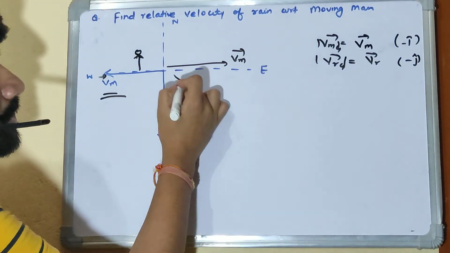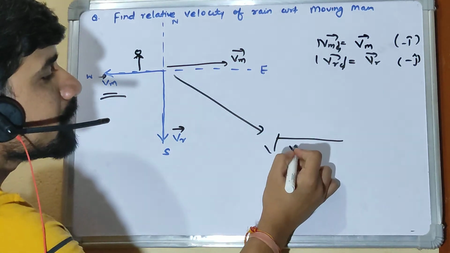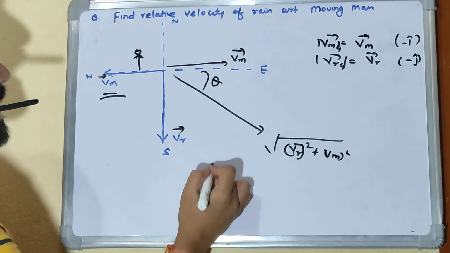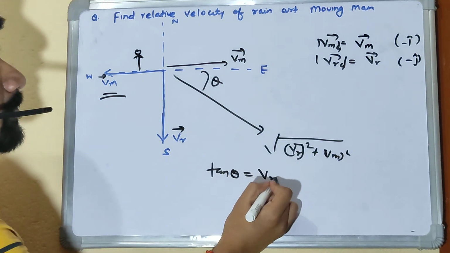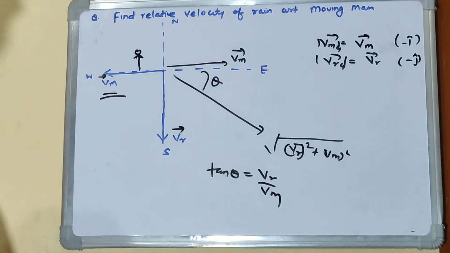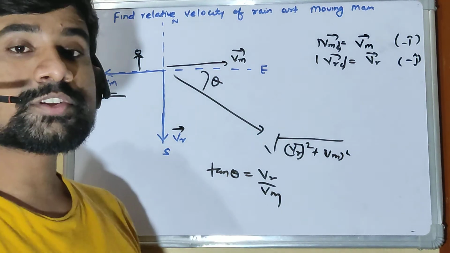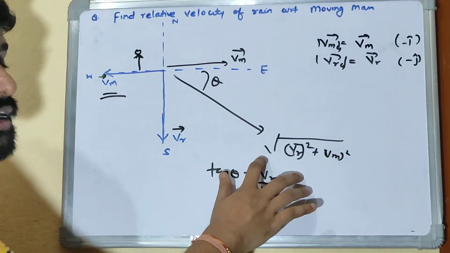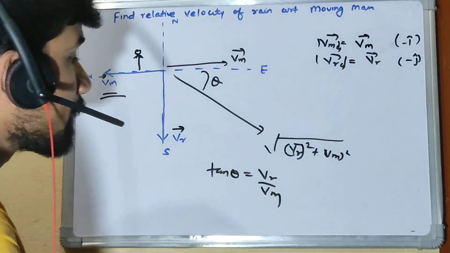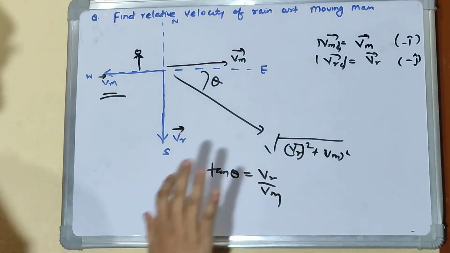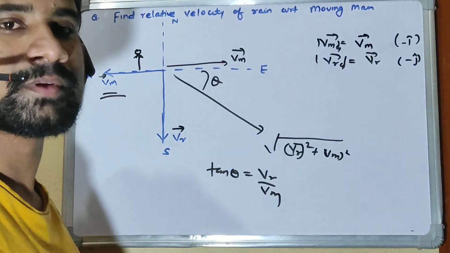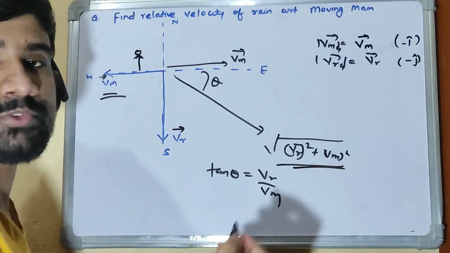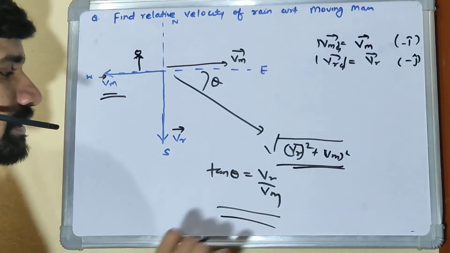So what is the net velocity? This is under root Vr square plus Vm square. And if I talk about the angle, tan theta will be Vr by Vm. So the velocity of rain with respect to man, the magnitude of velocity, is under root Vr square plus Vm square, and the angle is given by tan theta equals Vr by Vm.